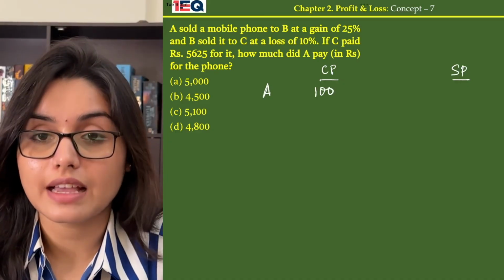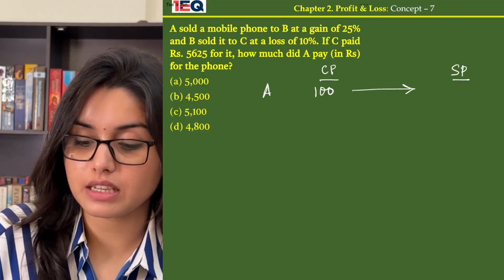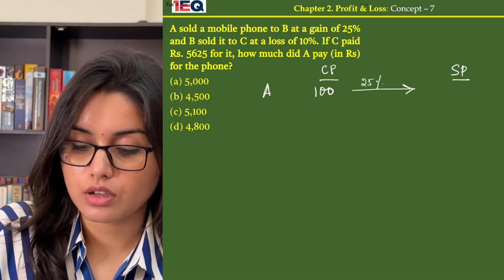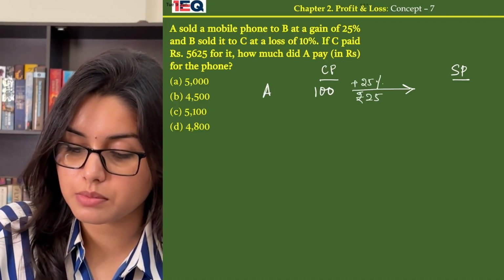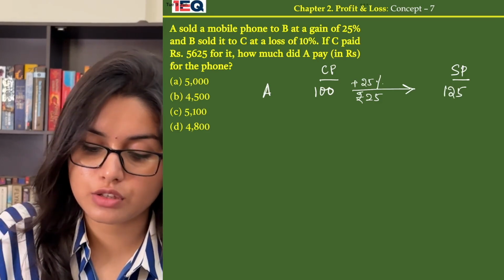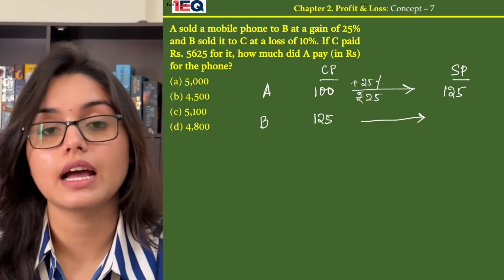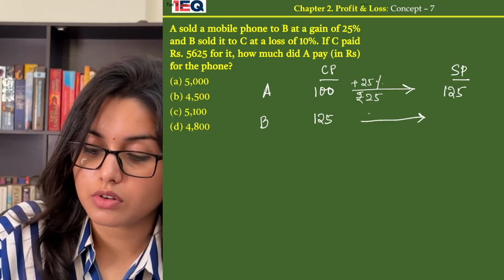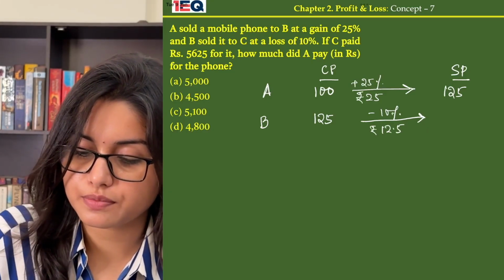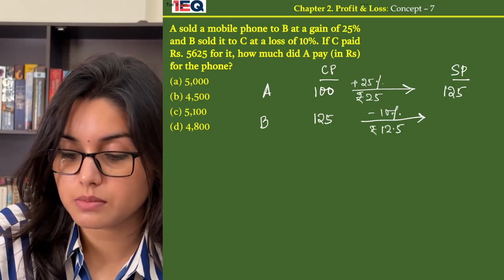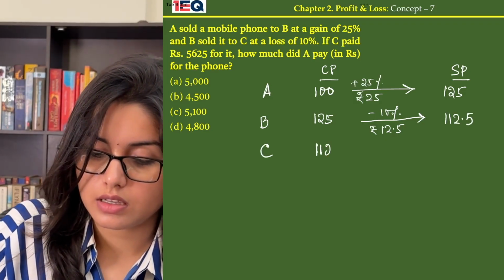Now, it is said that A sells the phone to B at 25% profit. So, a 25% profit on 100 rupees will be 25 rupees. Then my selling price becomes rupees 125, which is also the cost price for B. Now, B further sells the phone at a 10% loss. So, my 10% loss on it will be rupees 12.5, and then the selling price for B becomes 112.5, which also becomes the cost price for C.